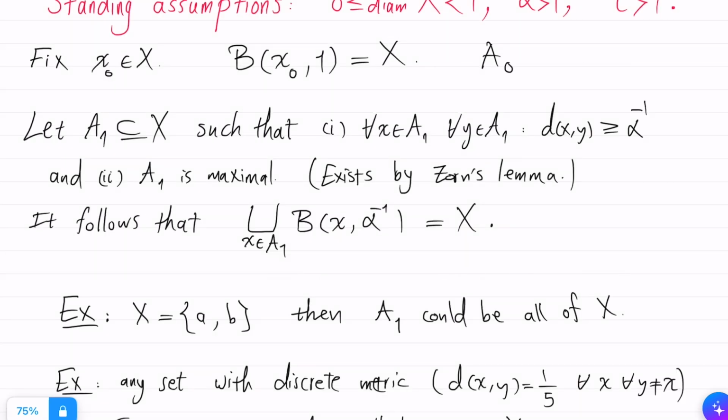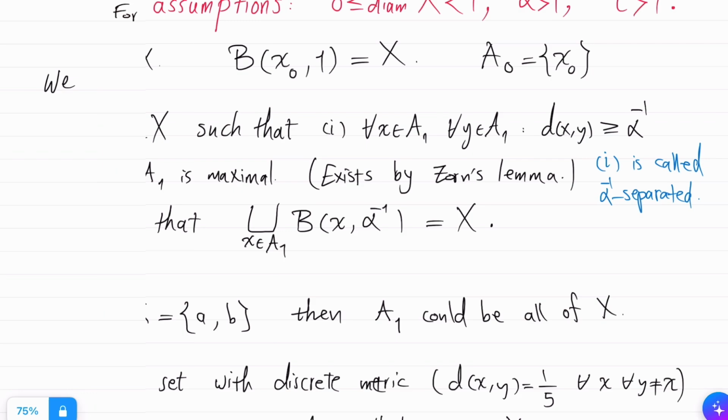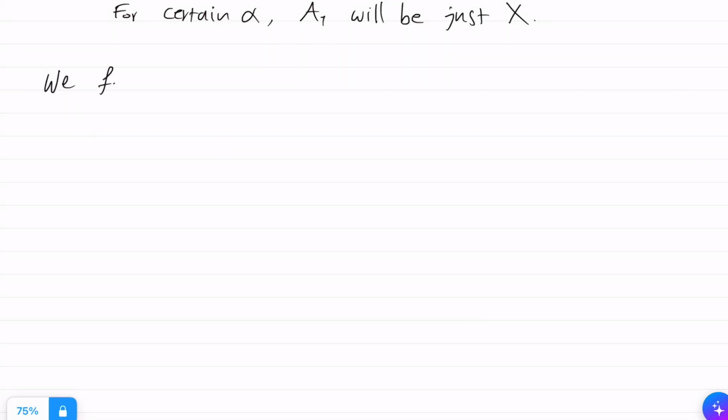I'm going to set A0 to be just the singleton. A1 is some set that is alpha to the -1 separated. So let's write this terminology then. A set is called alpha to the -1 separated. When we say a set is some parameter separated, that means every pair of points are at least that distance apart.